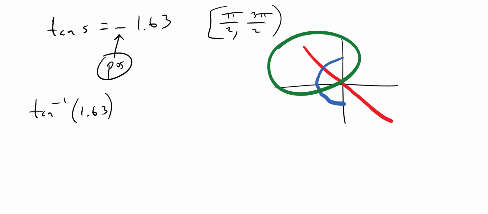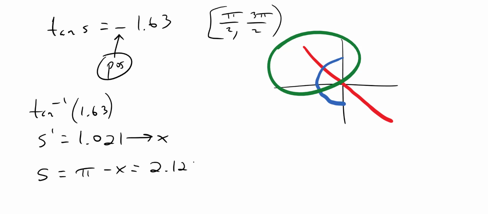Okay? And if you do that, you get S prime is equal to 1.021. Store that in X. Okay, and then to find out your actual answer, you're going to say pi minus X, which gives you 2.121. That's your final answer.